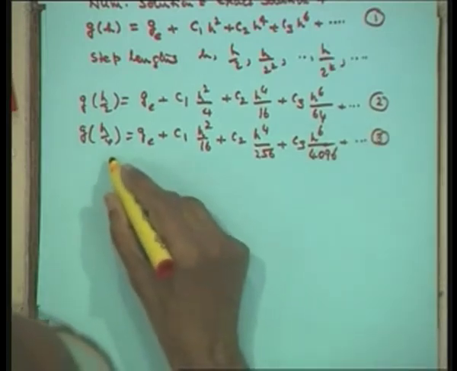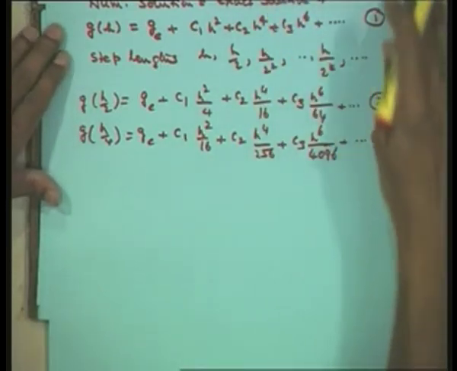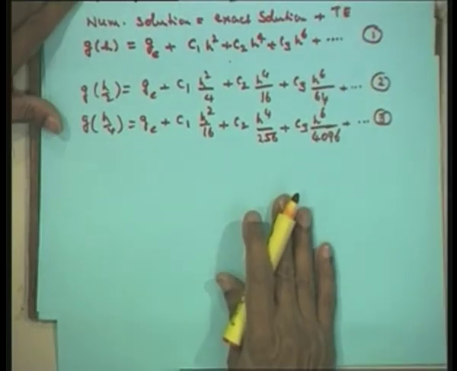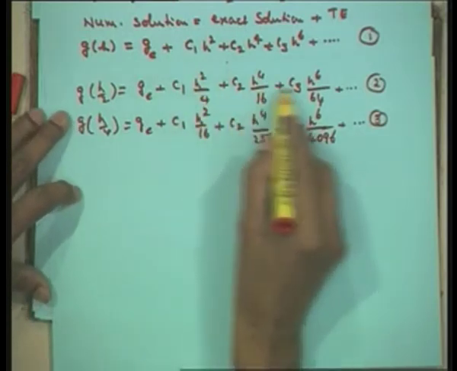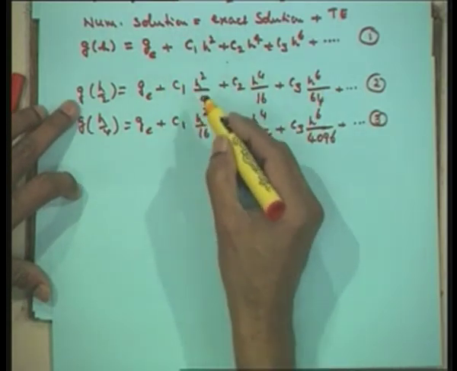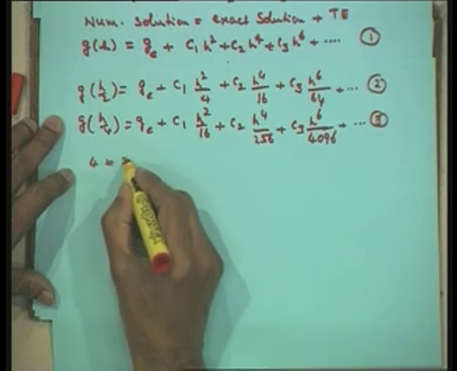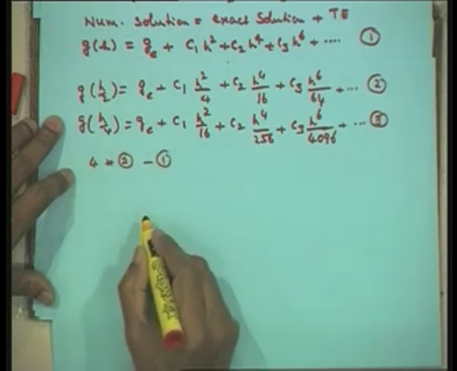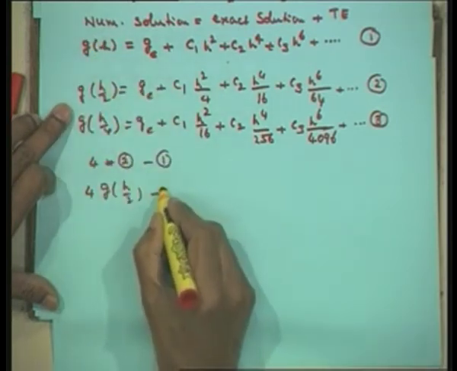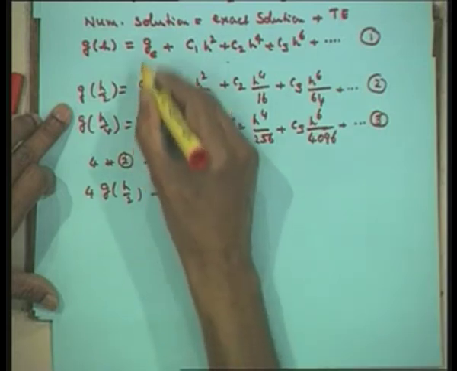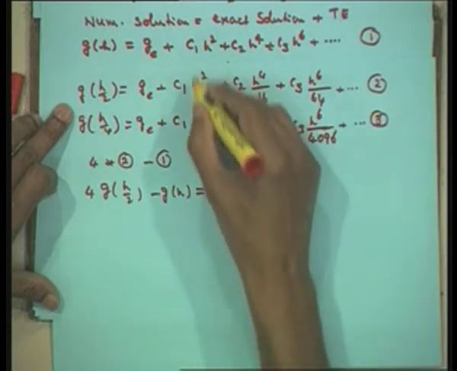Now, let us stop here and then write down, derive our extrapolation formula. I will use equations 1 and 2 and eliminate c1 h^2 from this. Now, we can see if I multiply this equation by 4 and subtract this, then c1 h^2 cancels. Therefore, I would write down 4 into equation 2 minus equation 1. Then I get 4 g(h/2) minus g(h) is equal to 4 minus 1, I will retain it in this particular form, plus this has cancelled.